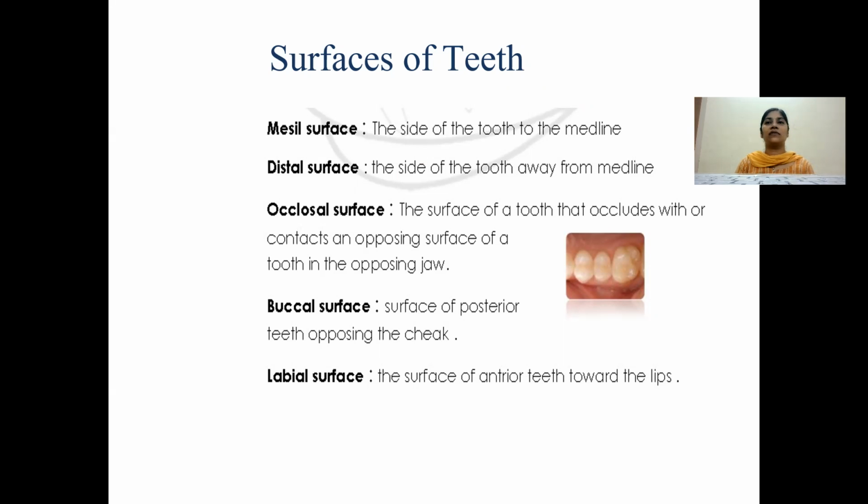Occlusal surface: the surface of the tooth that occludes with the opposing tooth of the opposing jaw is called the occlusal surface. Buccal and labial surface: the surface of the posterior teeth that is facing the cheek is called the buccal surface, and the surface of the anterior teeth that is facing the lips is called the labial surface.